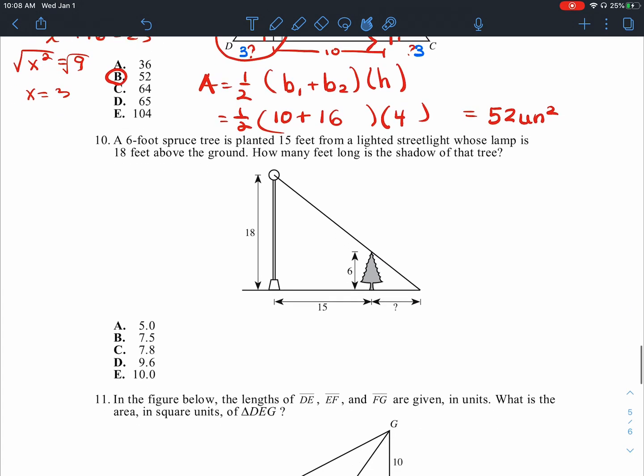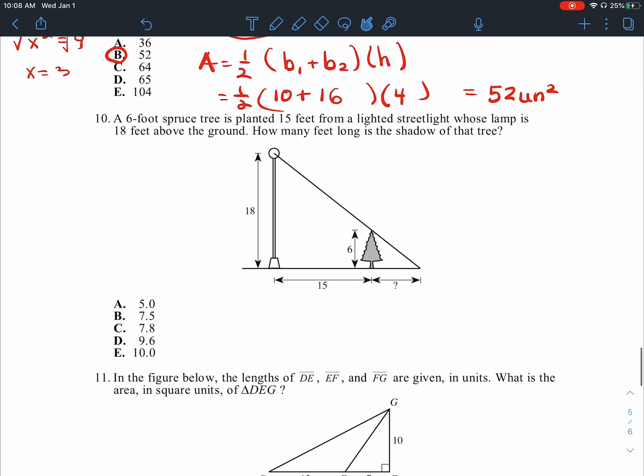All right, let's take a look at a problem that involves some similar triangles. We have a 6-foot spruce tree. It's planted 15 feet from a lighted street light. So here's the street light. The lamp is 18 feet above the ground. All of these numbers I think are already labeled here. How many feet long is the shadow? The shadow is where this question mark is.